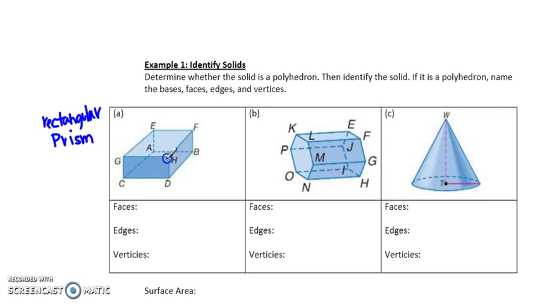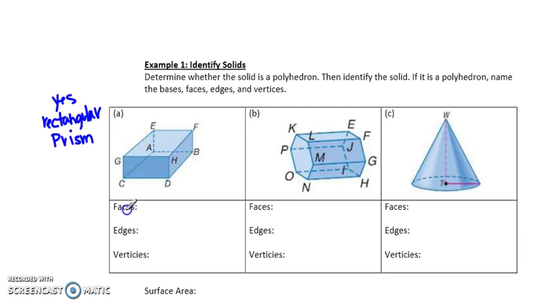So then we have, is it a polyhedron? Yes, it is a polyhedron. And name the bases, faces, edges, and vertices. Well, we're going to go ahead and name how many we have, and then we can practice just a couple of them.